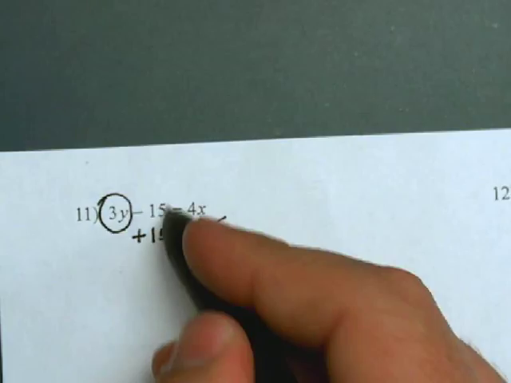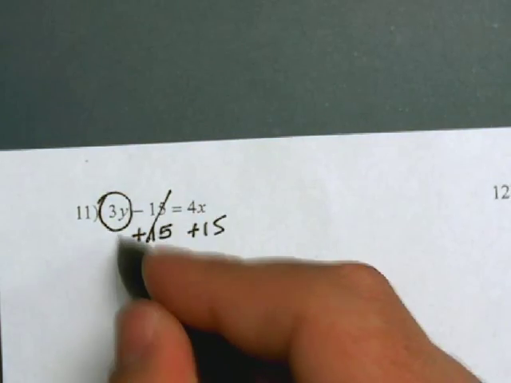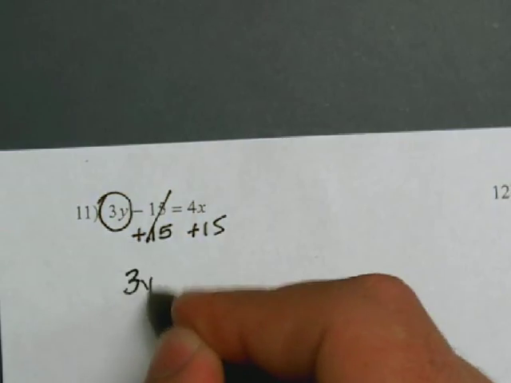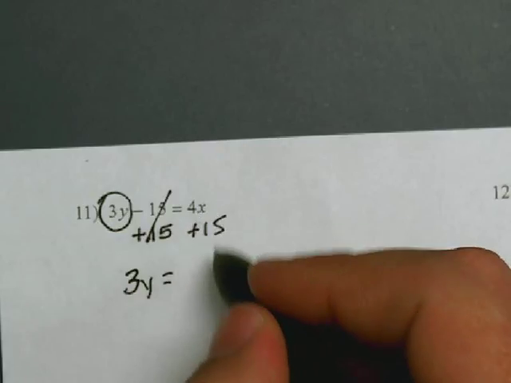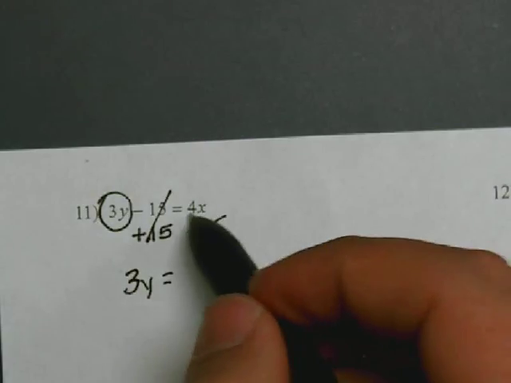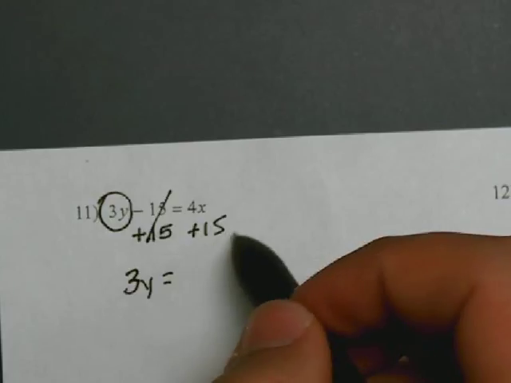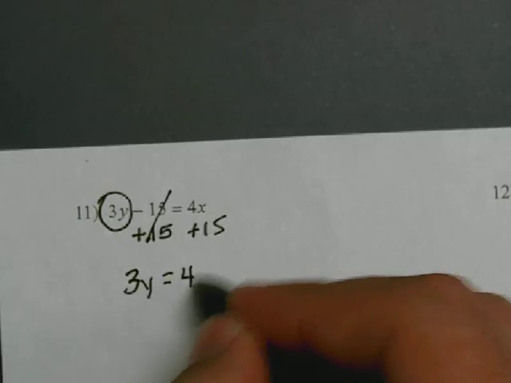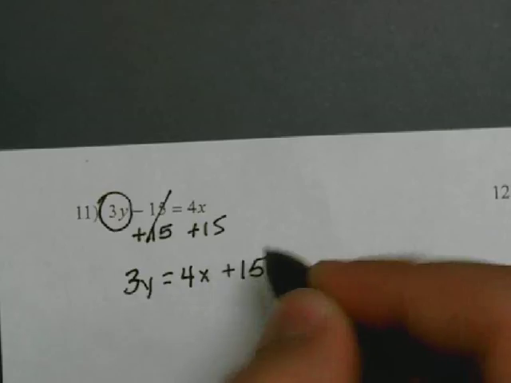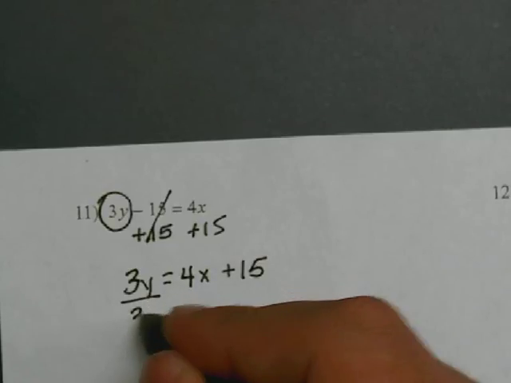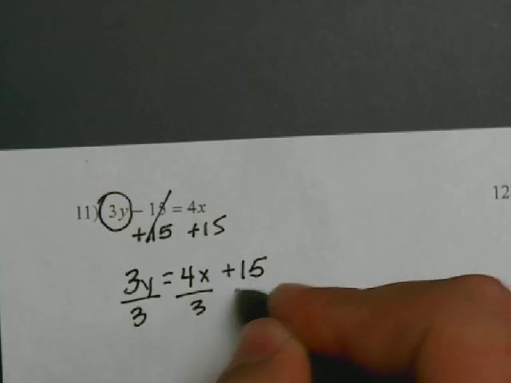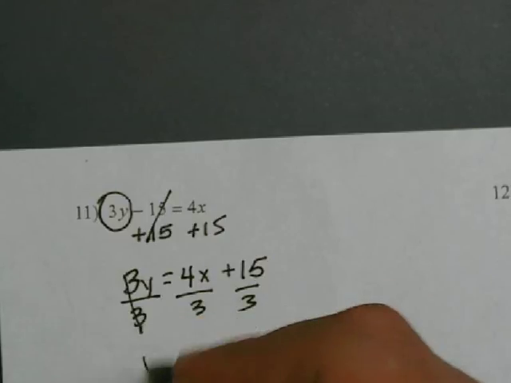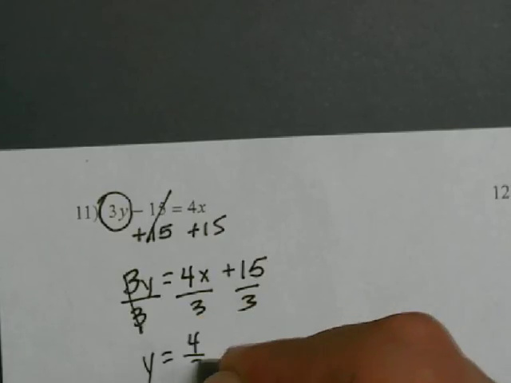That cancels. I have what's left on the left side, 3y equals, I cannot combine those because you cannot combine 4x and 15. Now, if it was 15x, we could, but since they're not, you cannot. So it's 4x plus 15. Then I'm going to divide both sides, or everything, by 3 to isolate y. y equals 4/3 x plus 5.